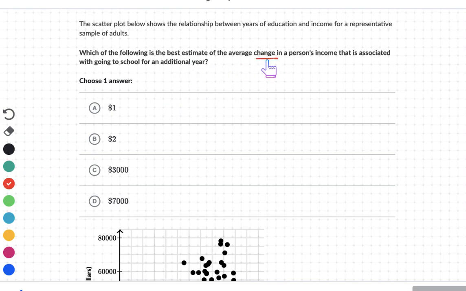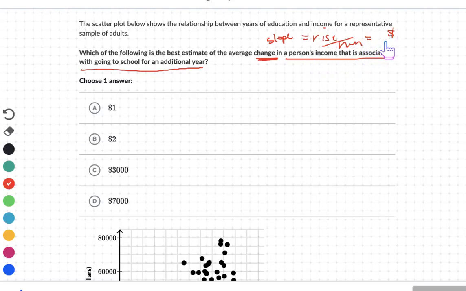So when they say the change in the person's income that's associated with going to school for an additional year, change tells you that they're asking for slope. And remember, slope is rise over run. And they said a person's income, so the money they earn, associated with going to school for one more additional year, so per 1 year. So they're basically telling you the rise over run in the problem. The change is the slope.